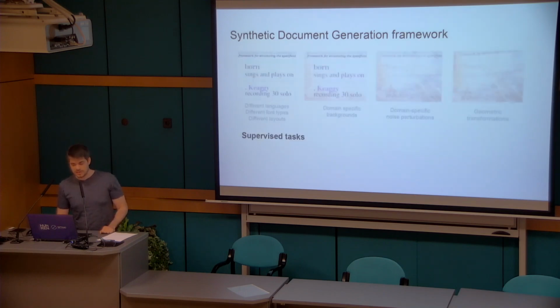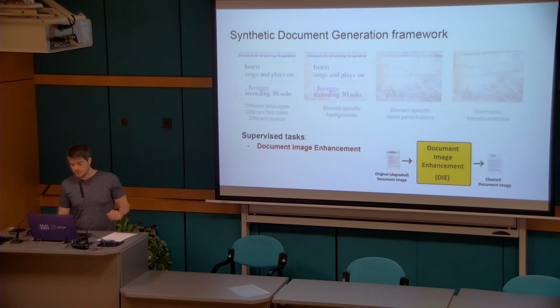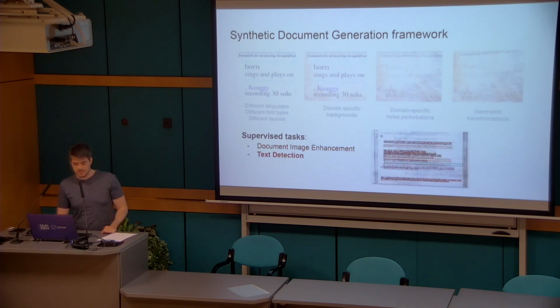So what are the tasks we can train by using this kind of data? The first and most important task is the so-called document image enhancement. It's about getting a noisy image and transforming it into a cleaned image. The second task is text detection, where we have to detect the bounding boxes or the areas where there are words or text lines.